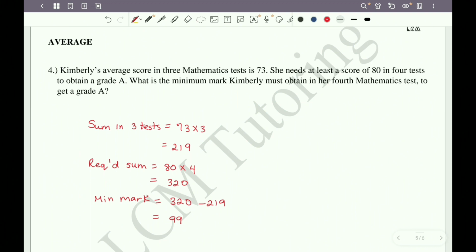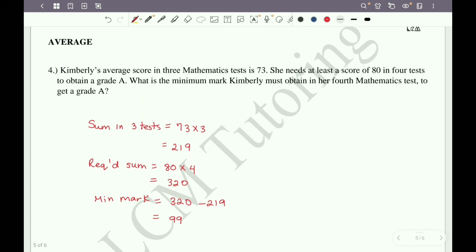She has a lot of studying to do, but note, if she gets 99, she's going to get the 80 average, but if she gets 100, she can also meet her grade A, right? Because if she gets 100, then her average is actually going to be a little bit above 80. It might be 80 point something, right? She will still get that grade A. So that's why 99 is the minimum mark.